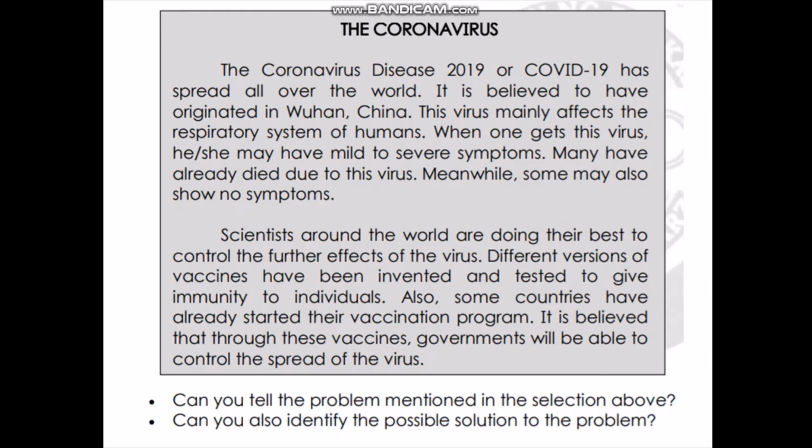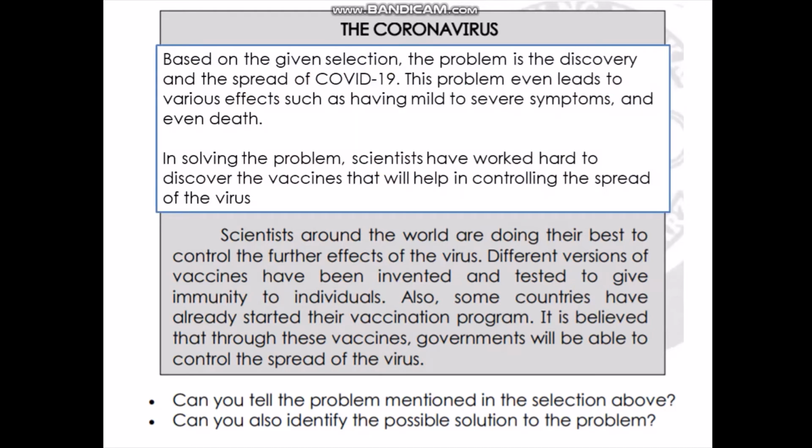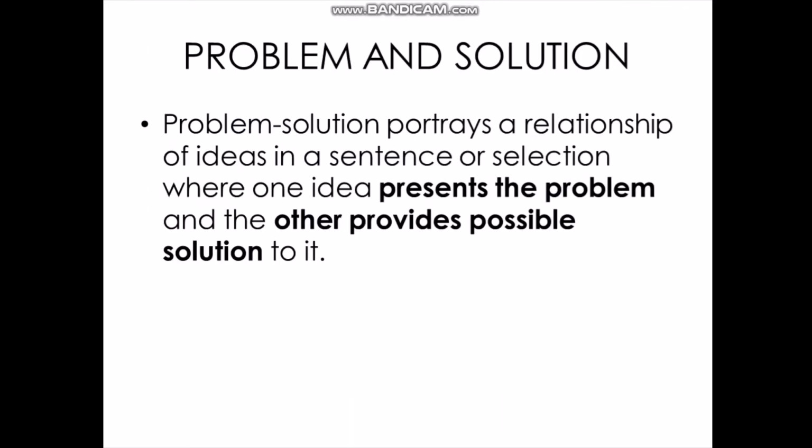Good job. It could be the coronavirus. Can you also identify the possible solution to the problem? Very good. The possible solution could be the vaccine. Based on the given selection, the problem is the discovery and the spread of COVID-19. This problem even leads to various effects such as having mild to severe symptoms and even death. In solving the problem, scientists have worked hard to discover the vaccines that will help in controlling the spread of the virus.